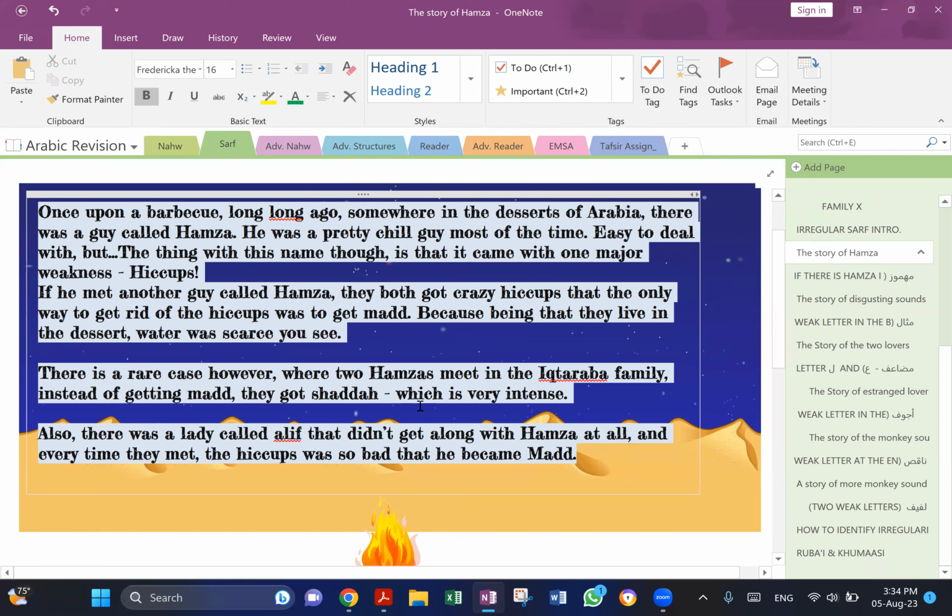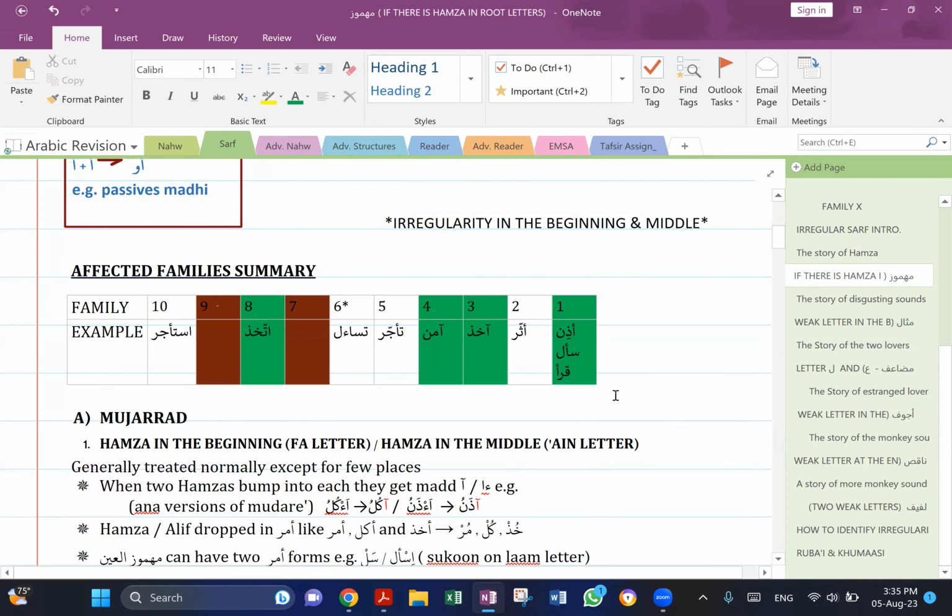When Hamza and Alif meet, again, we talked about Alif, they also get mad. And then there's another thing. When Hamza is visiting the Iqtaraba family number 8, then you're going to have a shadda. You're not going to have a mad, you're going to have a shadda. And then, of course, the last thing maybe that we can talk about is the command, the amr. What happens in the amr, the command, is that sometimes the Hamza goes away.